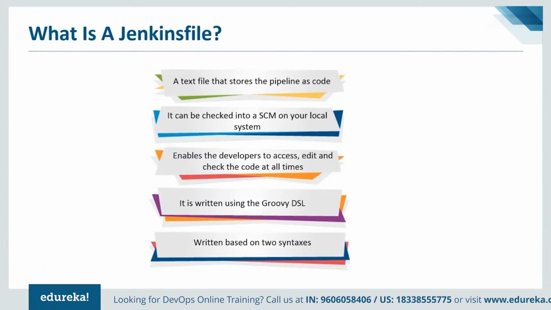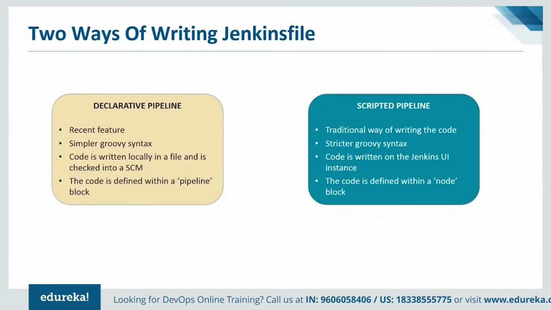Another key feature of the Jenkinsfile is that it is written using the Groovy domain-specific language. And this can be done in two ways. So let's look at the two ways of writing the Jenkinsfile. First is the declarative pipeline, which is a very recent feature when compared to the scripted pipeline. The scripted pipeline uses a stricter Groovy syntax when compared to the declarative pipeline. One key difference between the two is that the code for a declarative pipeline is written locally in a file which can later be checked into a source control management, whereas for a scripted pipeline, the code is directly written on the Jenkins user interface.